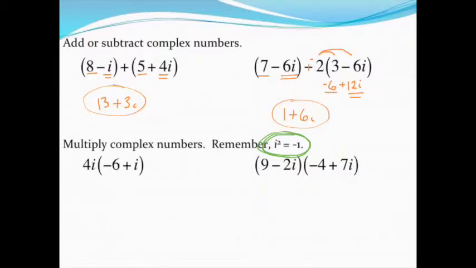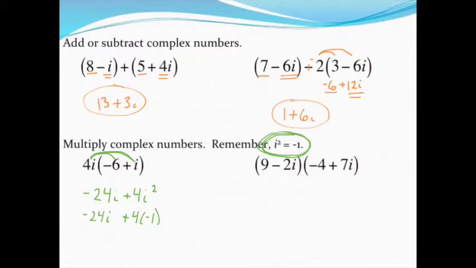So first example, I'll just go ahead and distribute. So 4i times negative 6 is negative 24i. And that's just fine. And then 4i times positive i is positive 4i squared. Now, this is where I do have one more step to do. Remembering that i squared is equal to negative 1, I always want to replace that. I want to change that on my paper. So i squared is negative 1, and the rest is fine, and i by itself is just fine.